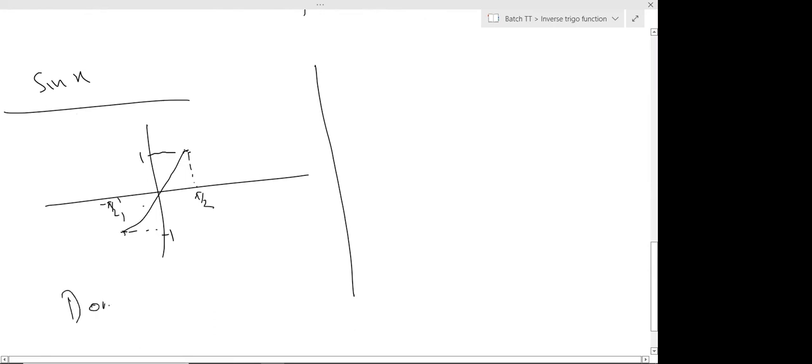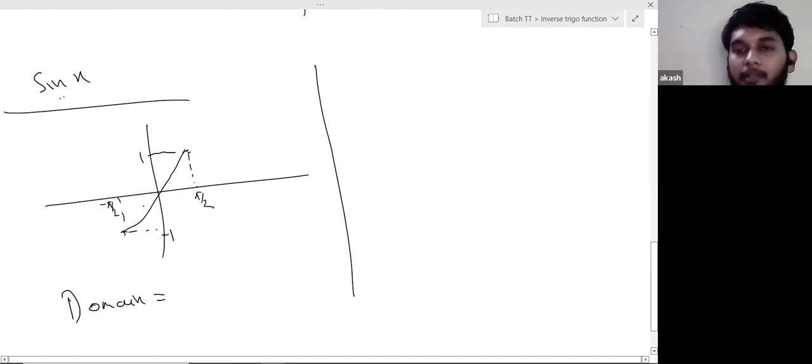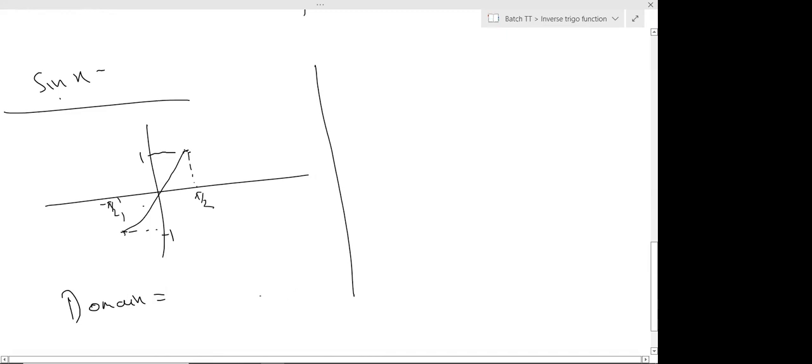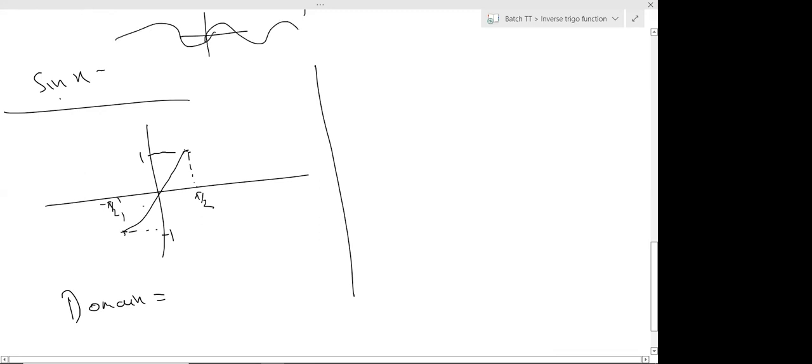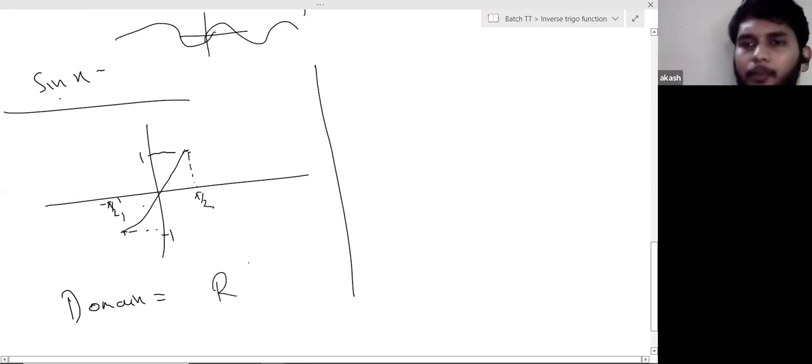Here, the domain of sin x: we are talking about sin x. What values can you put in sin x? The sin x graph is this whole graph. Domain means the x values, so the domain of sin x will be R. You can put any value.